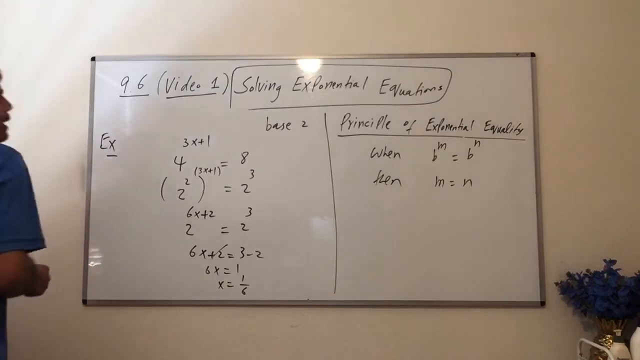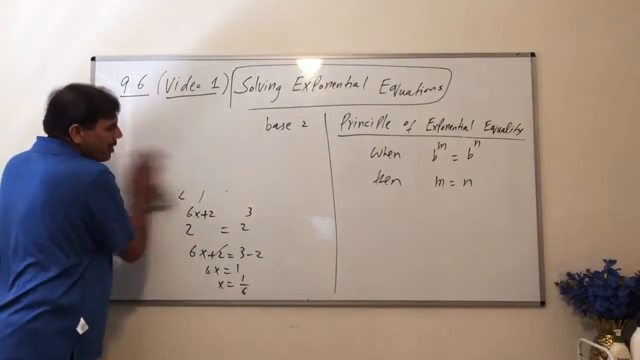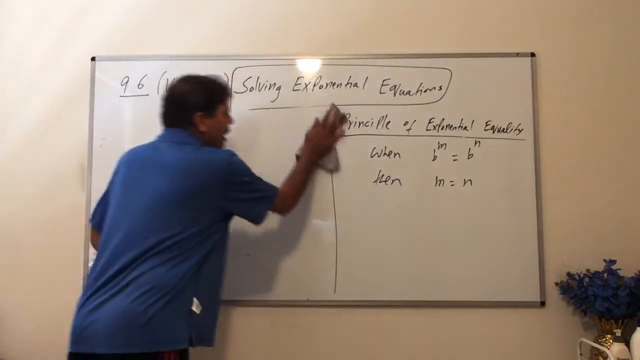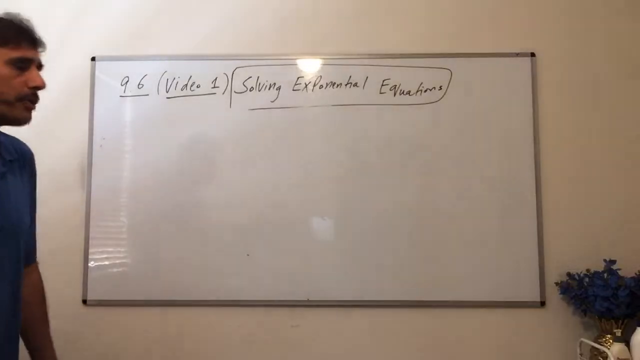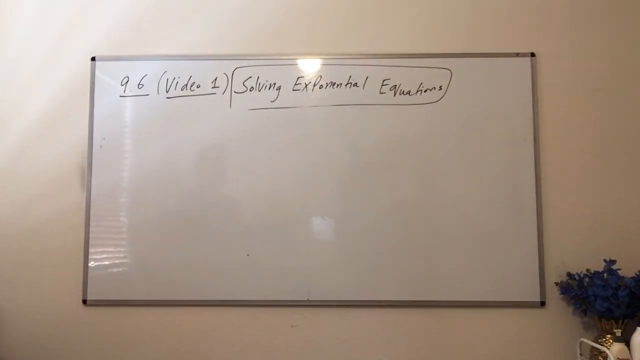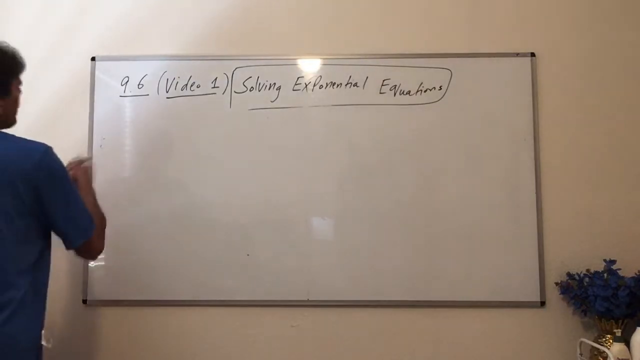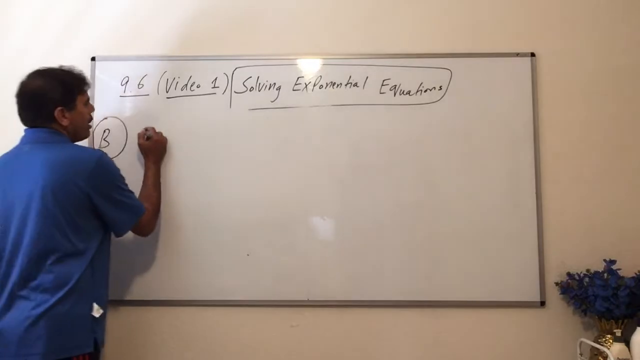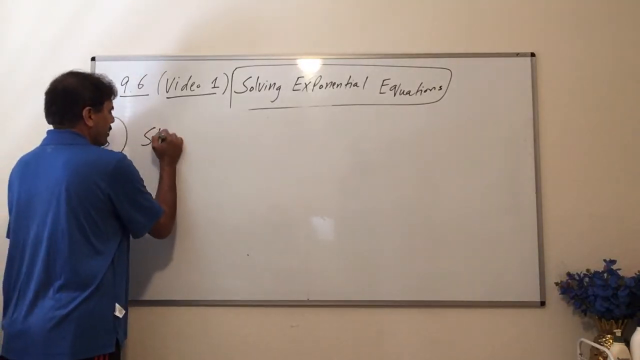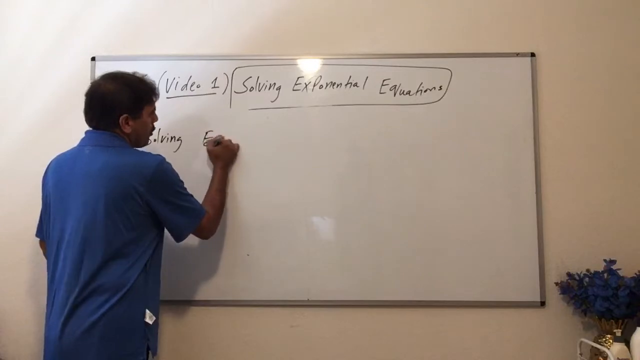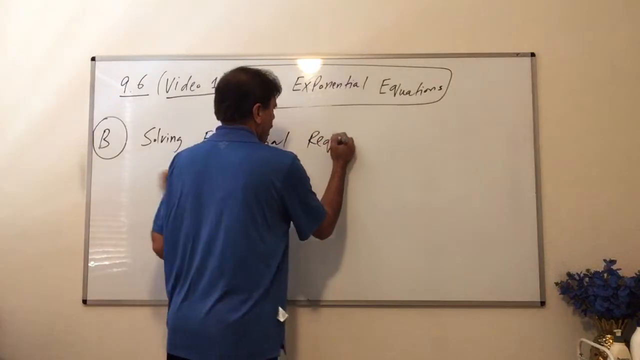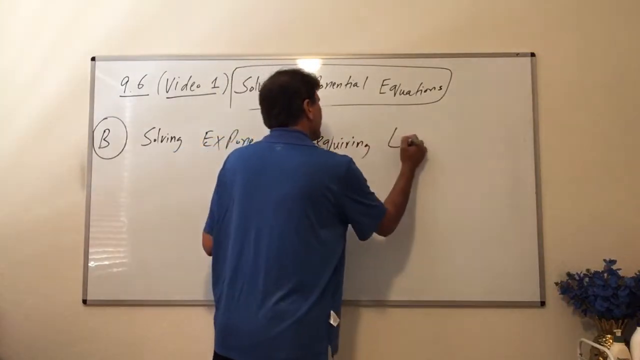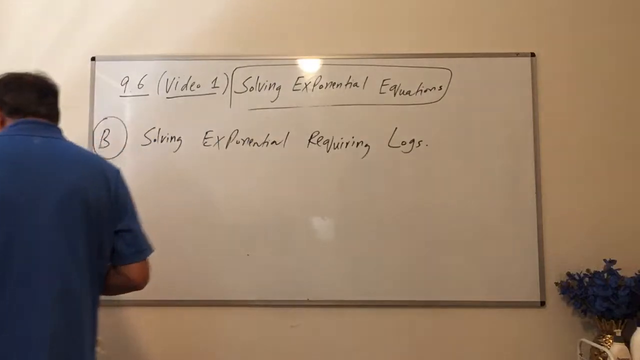Now, if you cannot come up with the same base, you must take the logarithm of both sides. We also know log has base 10 and ln has base e. If there is an e, then we take ln. Everything else we can just use log. So here is objective B: solving exponential equations requiring logarithms.